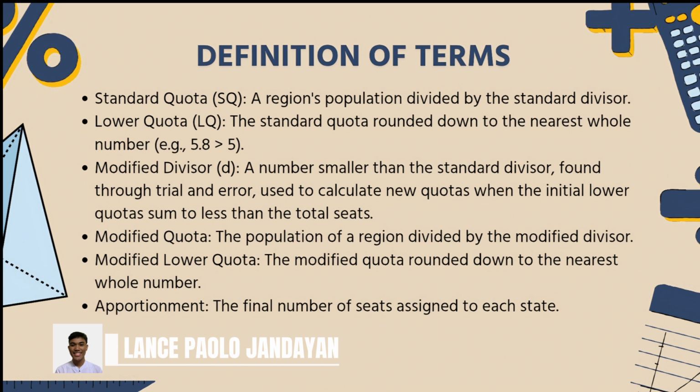Next is third, modified divisor. This is a number smaller than the standard divisor. It is found through trial and error and is used when the initial lower quotas do not add up to the total number of seats. Next is fourth, modified quota. It is calculated by dividing the population of a region by the modified divisor. Next is fifth, modified lower quota. It is a modified quota rounded down to the nearest whole number. And lastly, apportionment. It is the final number of seats assigned to each state or region.